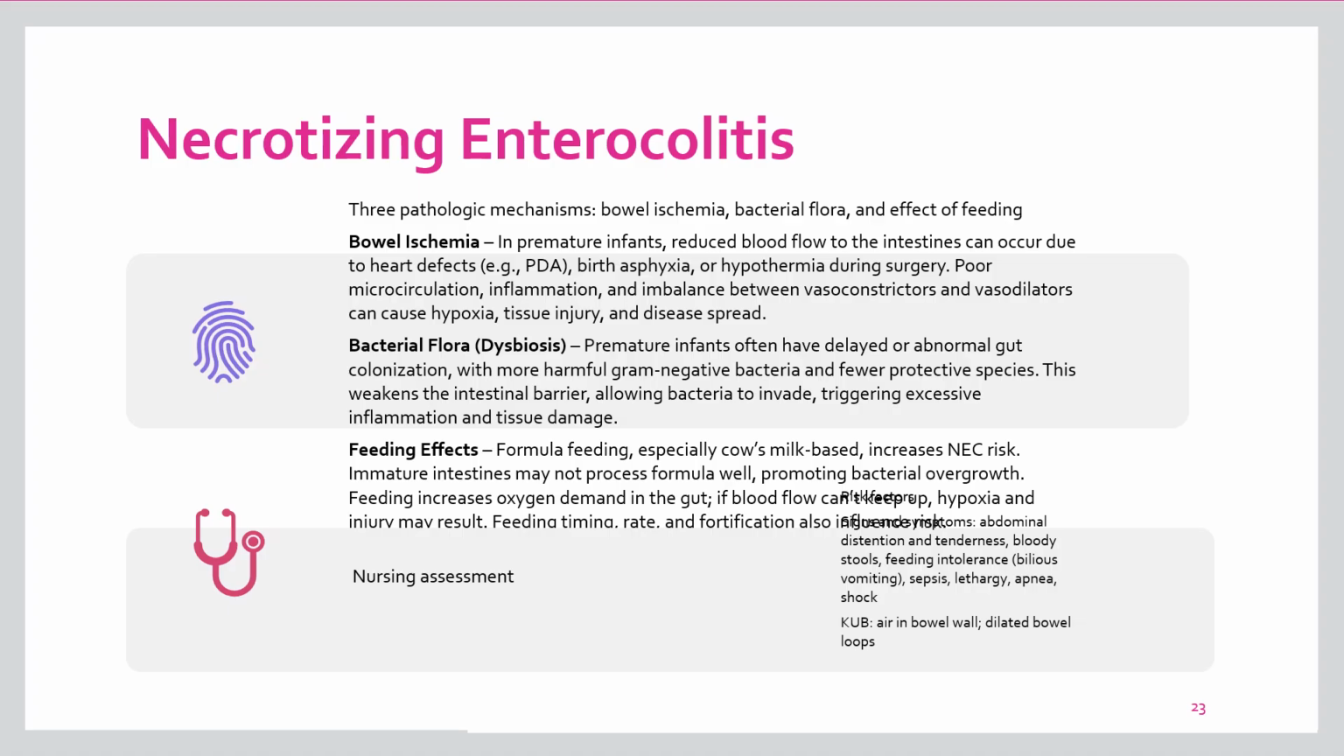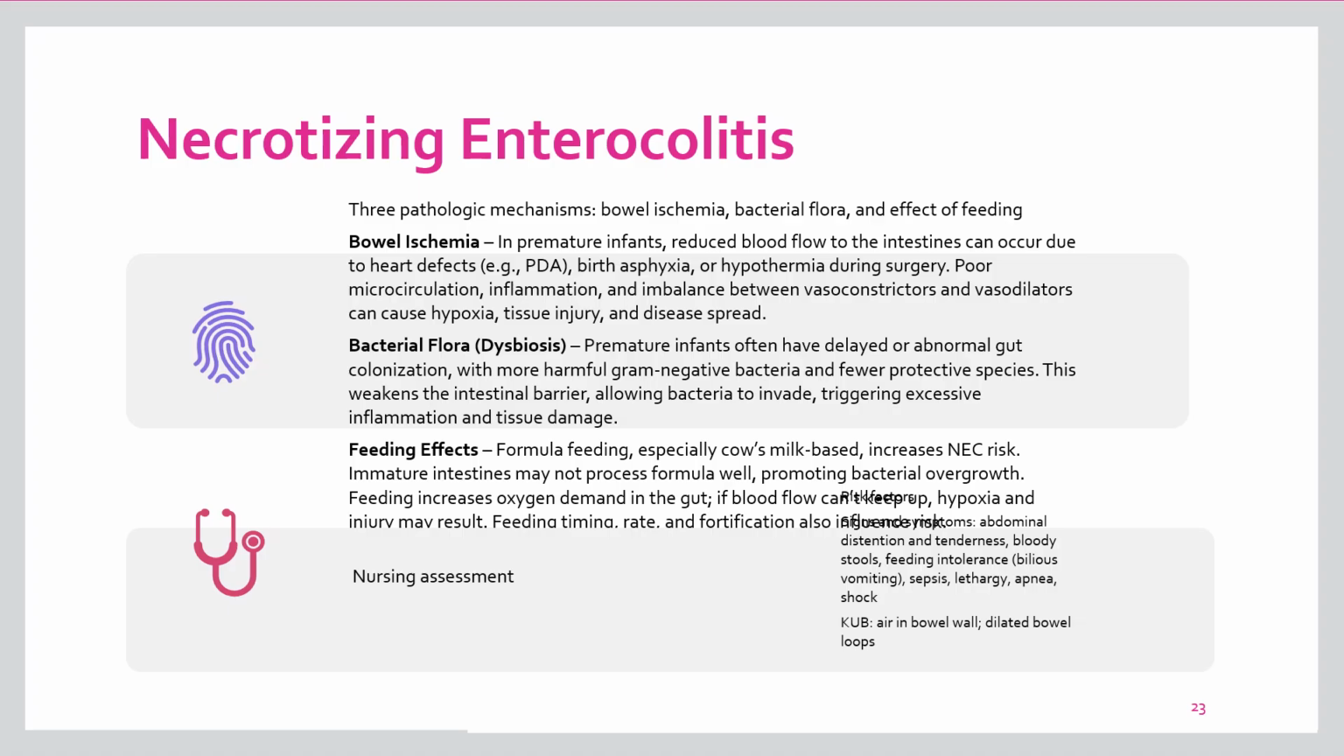So poor blood supply to the baby can cause poor microcirculation, that means circulation to the small organs. That can cause inflammation and an imbalance between vasoconstrictors and vasodilators, which can cause hypoxia, tissue injury, and disease spread.